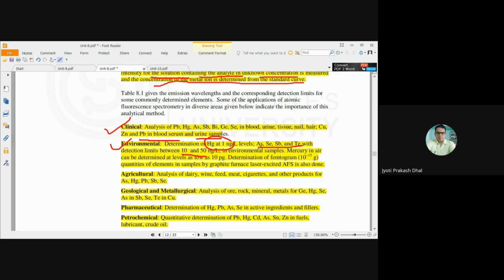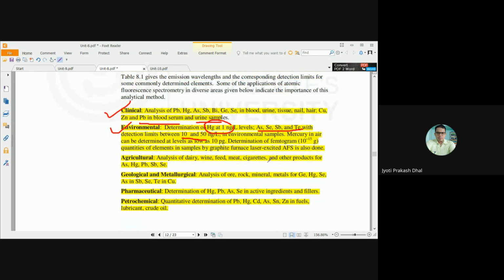Mercury in air can be determined at levels as low as 10 picogram. Determination of femtogram, that is 10 to the power minus 15 gram, quantities of the element in the sample is done by graphite furnace laser excited AFS. When the concentration is around 10 to the power minus 15 gram, graphite furnace laser excited AFS techniques will be used.